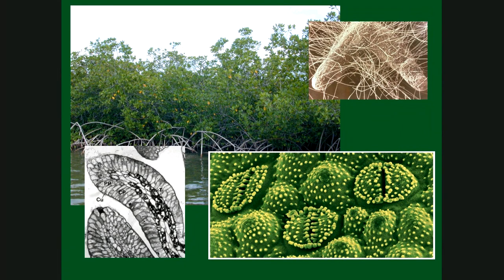Down in the lower right, those are some pictures of some stomata. These were the openings on the underside of a leaf of a plant, and they allowed carbon dioxide in. Remember, carbon dioxide is necessary for plants, obviously for photosynthesis.